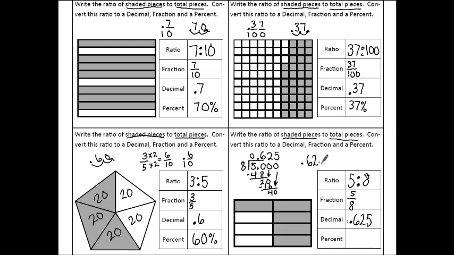And that kind of looks like 62 cents with some left over, so that should look about like 62%. So we're going to move the decimal place 2 times to the right, and we get 62.5%.